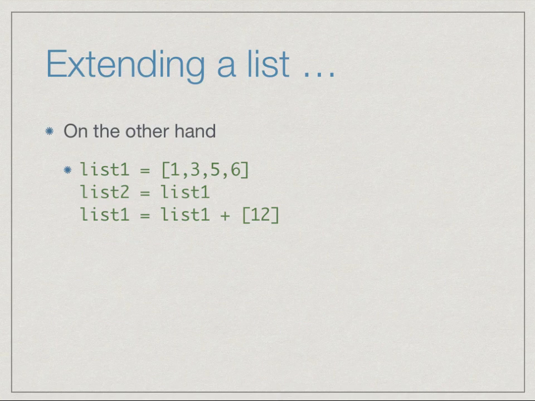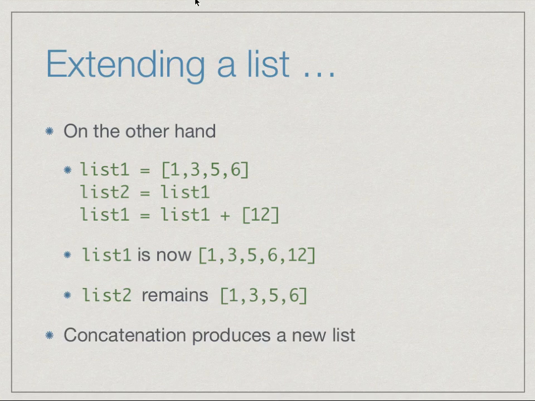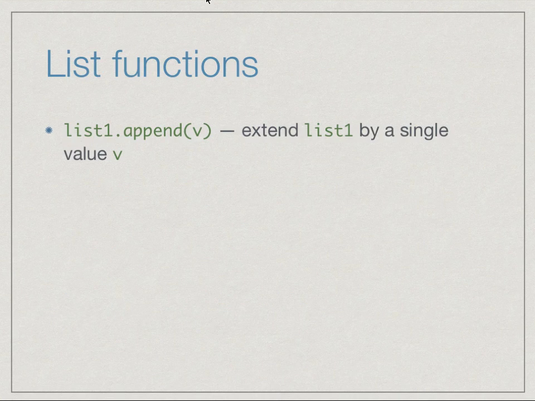On the other hand, if we had done it, like I mentioned, using the plus operator, then we would find that list1 changes but list2 does not, because as we saw before, concatenation produces a new list. So append is a function which extends a list with a new value without changing it. So append takes a single value.